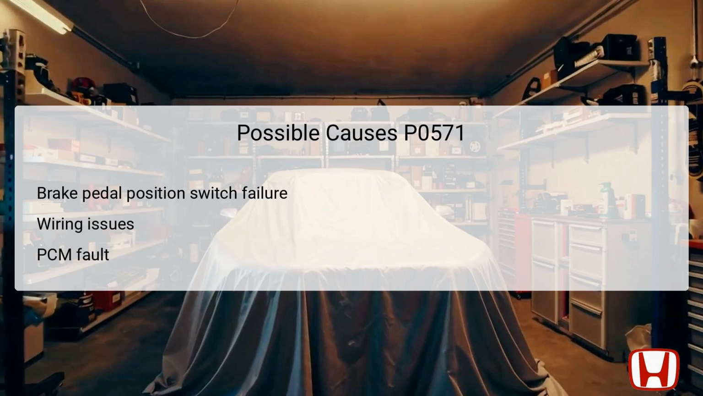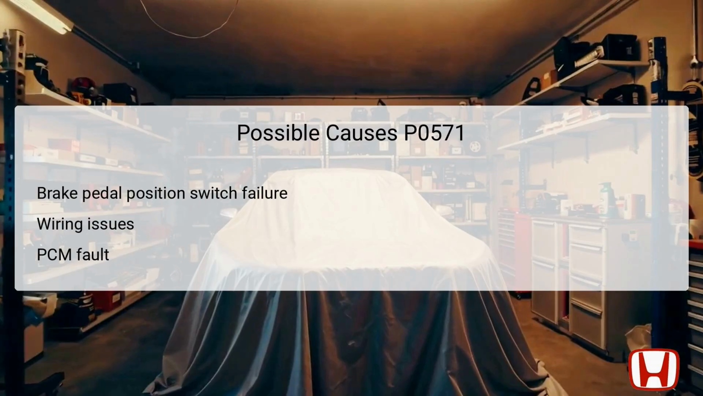The potential causes of DTC P0571 can generally be categorized into 3 areas: mechanical failure, wiring integrity, and the PCM itself. First, a failure of the brake pedal position switch itself is a common culprit, possibly due to internal wear or improper installation. Second, electrical wiring issues often lead to poor signal transmission, which can include short circuits, open circuits, or frayed connections that disrupt the communication between the switch and the PCM.